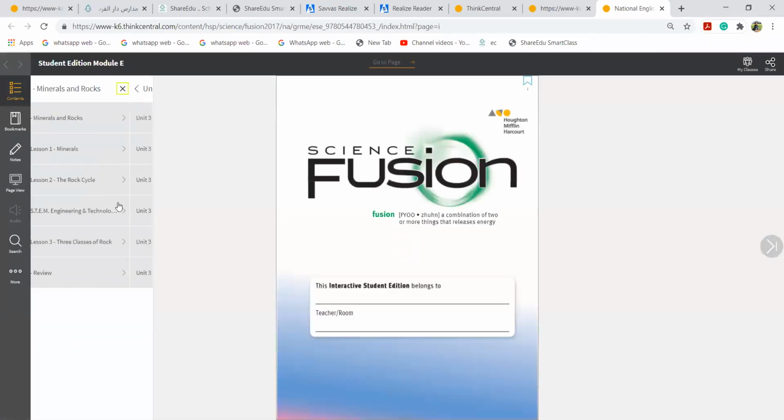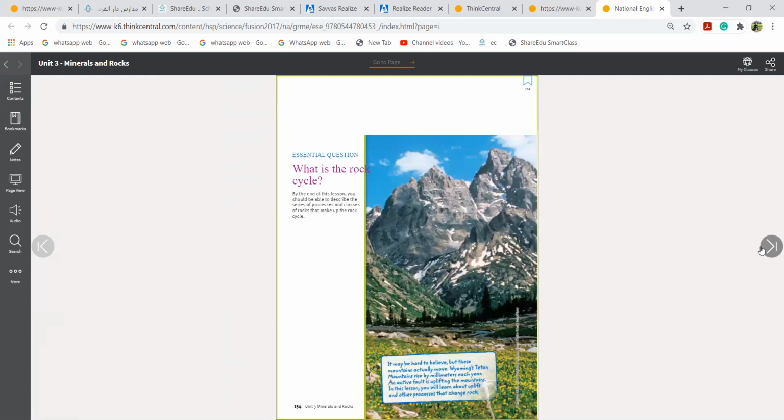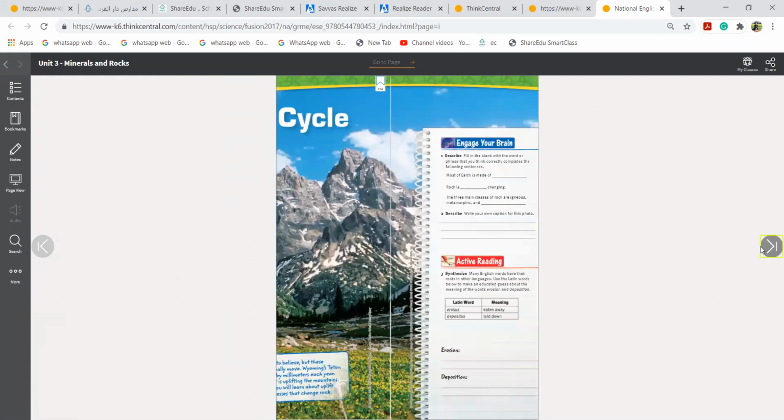So let us see where we have to finish till the rock cycle, and then we're going to start with lesson 3, that is the classes of rock. Okay. So page by page, please look into it.